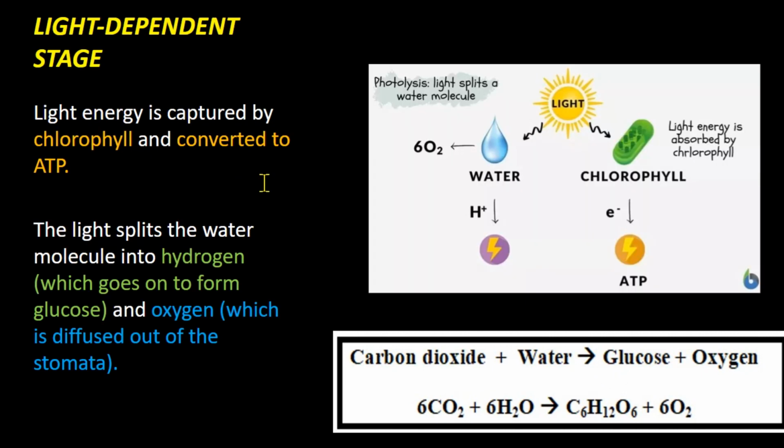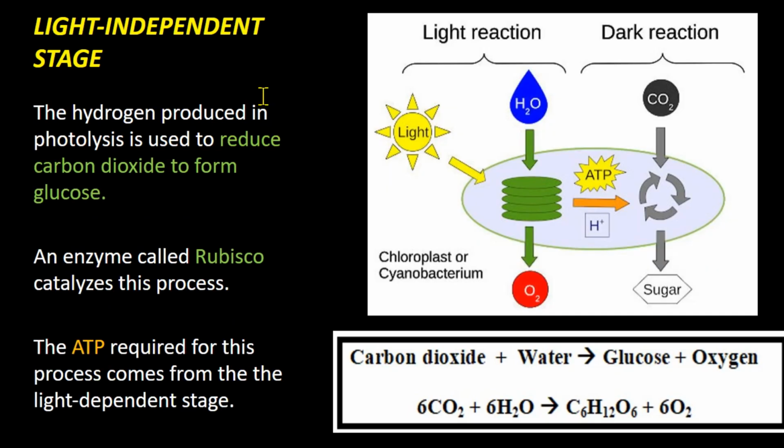So in the light-dependent stage, light energy is captured by chlorophyll and converted to energy in the form of ATP. So the light splits the water molecule into hydrogen, which would then go on to form glucose, and oxygen, which is diffused out of the stomata. In the light-independent stage, the hydrogen that is produced in photolysis is used to reduce carbon dioxide to form glucose or sugars. An enzyme called Rubisco catalyzes this process. The ATP required for this process comes from the light-dependent stage.